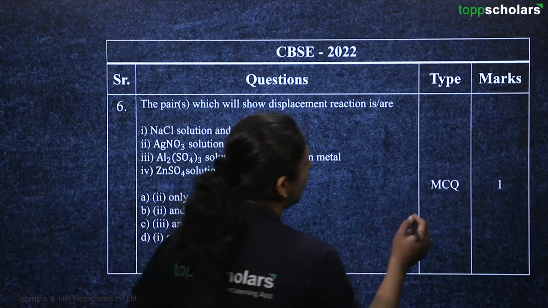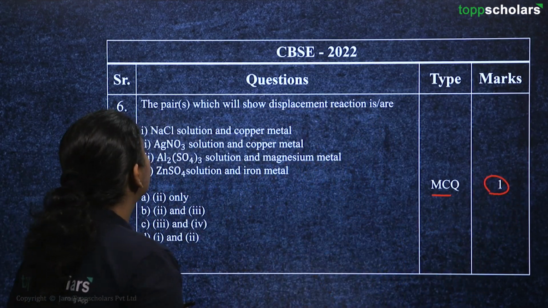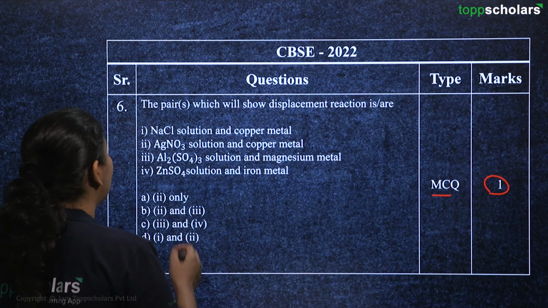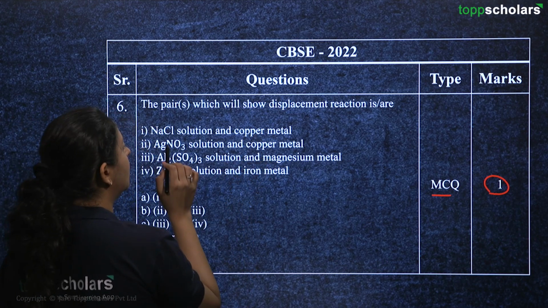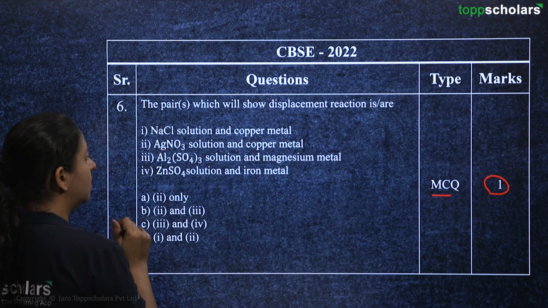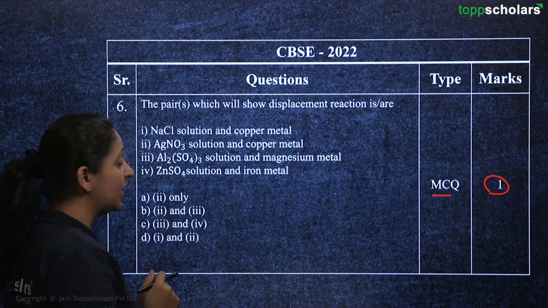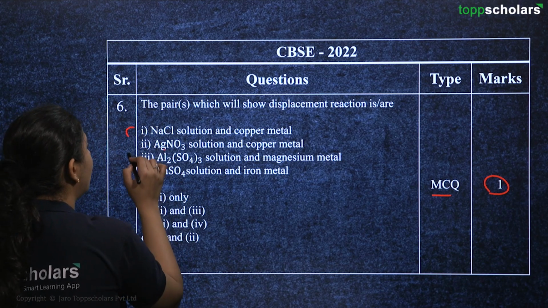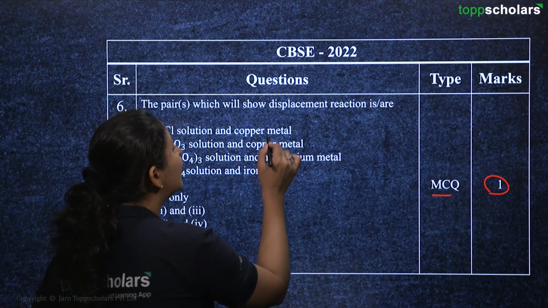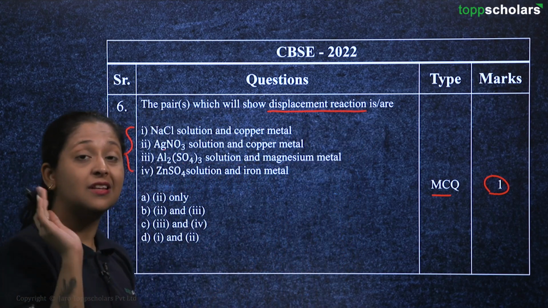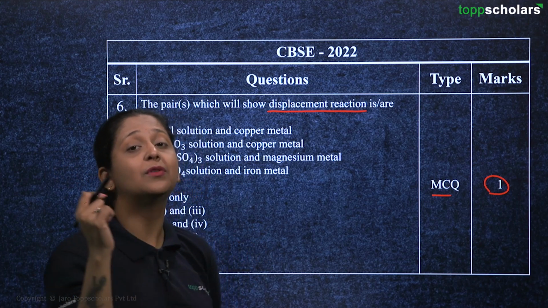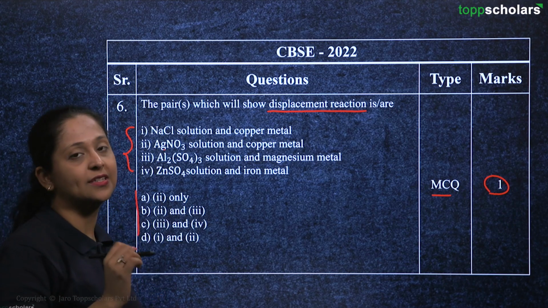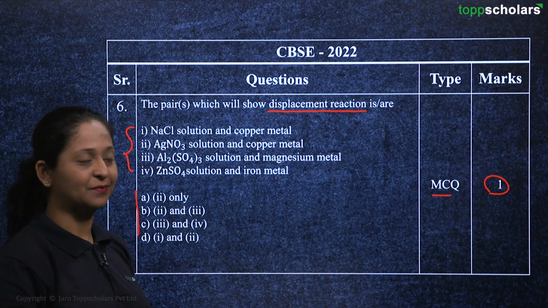From the same year, one more multiple choice question, students. The pair which will show the displacement is or are, you have NaCl solution and copper metal, you have silver nitrate solution and copper metal, you have aluminium sulfate solution and magnesium metal, you have zinc sulfate solution and iron metal. So, which of the following reactions will show you a displacement reaction? Remember, students, again repeating the same thing, you have to just know about the different types of chemical reactions that we have here. And accordingly, you can select your options and you can get an easy 1 mark for the same.